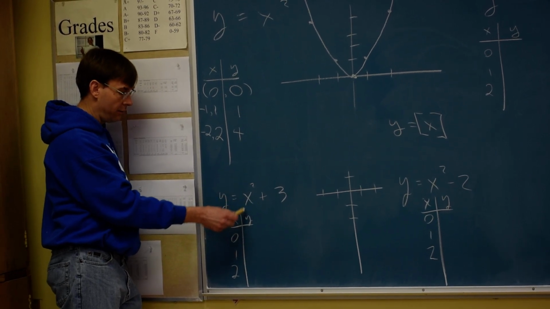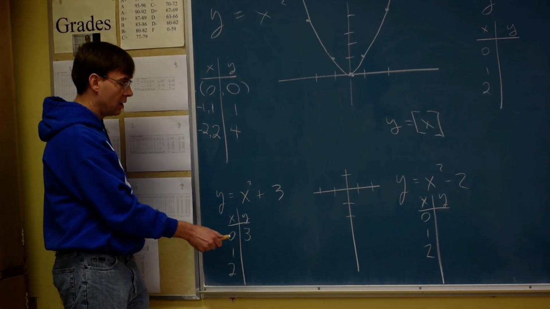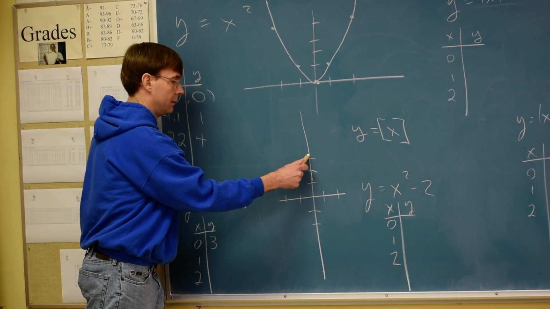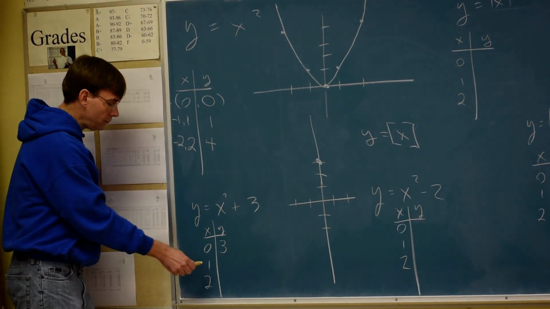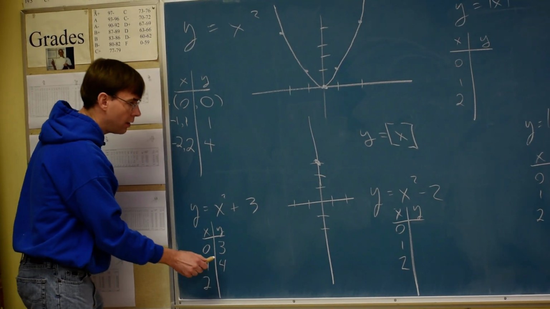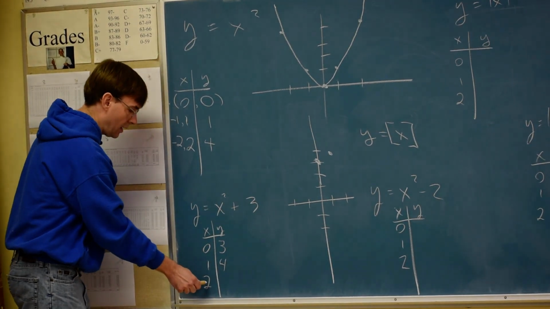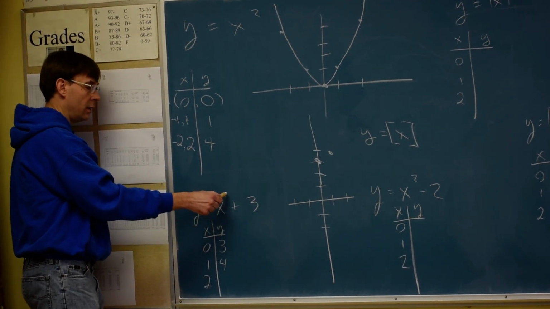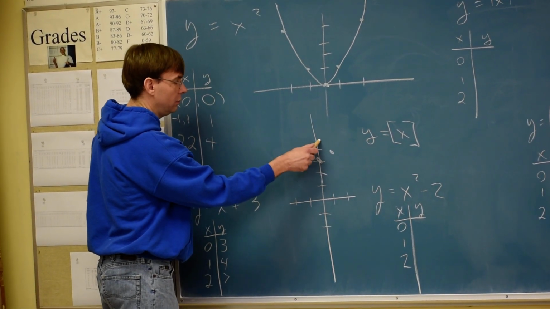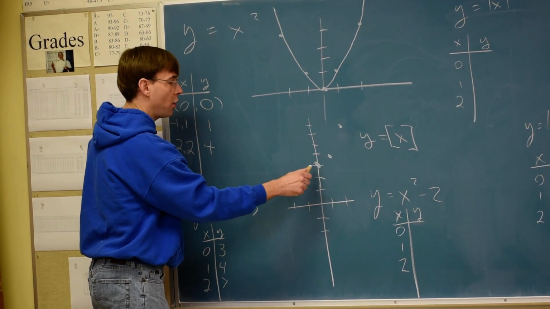If we put in the 0, 0 squared is 0, adding 3 gets me 3. So that would give me a point that's headed up 3. If I put in 1, 1 squared is 1, adding 3 gets me 4, the point (1, 4) is there. And I put in 2. 2 squared is 4, adding 3 is 7. So I want to go over 2 and up 7. That's part of a U.